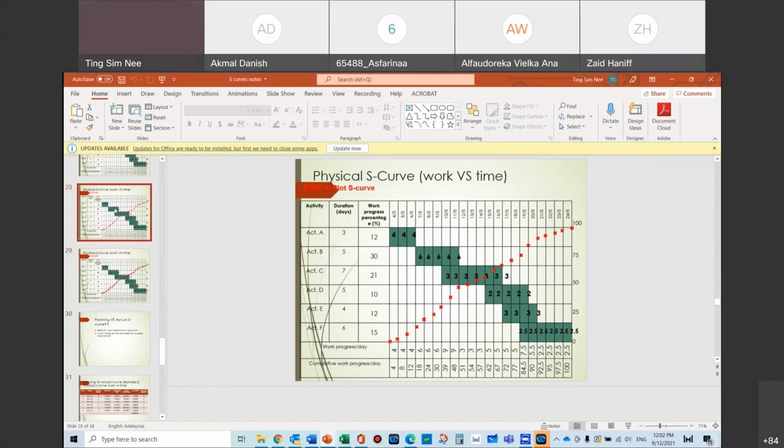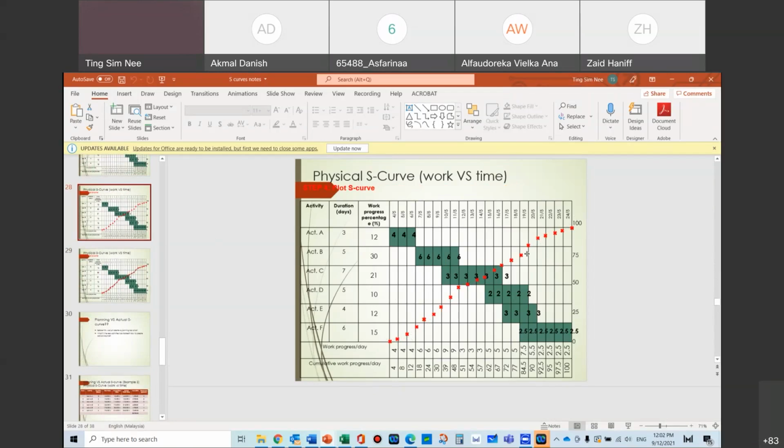So why do you do physical S curve, you may ask me. Physical S curve is basically to tell the client how the work will progress, the percentage. The first month will be doing 4%. Second month will be doing another 4%, at a total of 8%, and slowly 100% of the work will be complete. It's also for monitoring purposes.